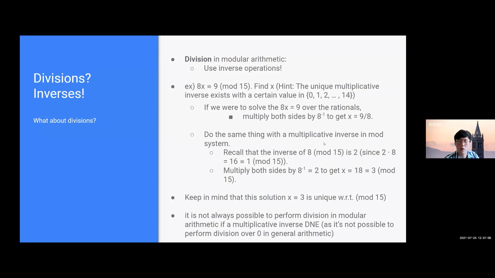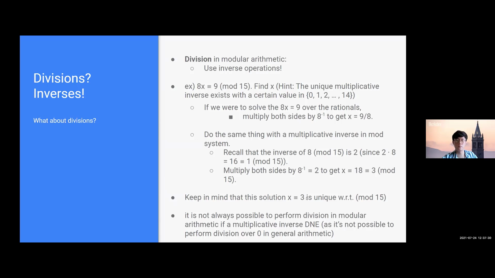So we already talked about the previous example that the multiplicative inverse of 8 over mod 15 is 2, because 2 times 8 is congruent to 1. So if you multiply both sides by 2, you can just get x is congruent to 18, since 18 is 9 times 2, and 18 is congruent to 3 over mod 15. So this solution x congruent to 3 is basically unique with respect to the modulus 15.